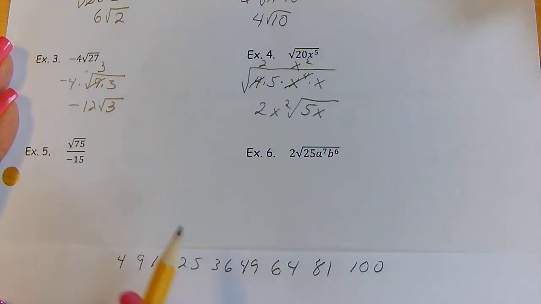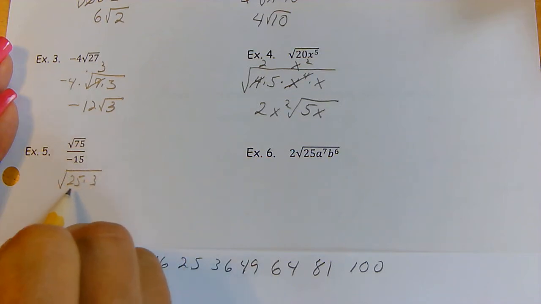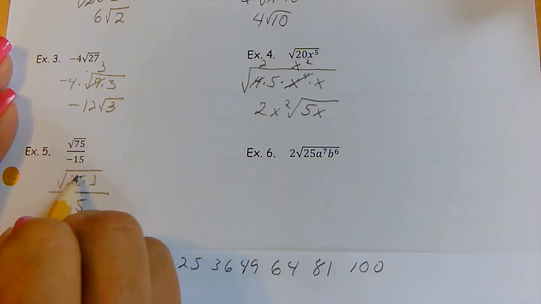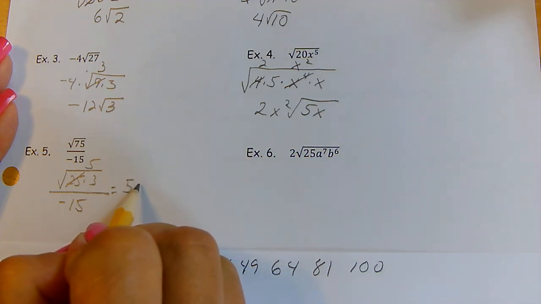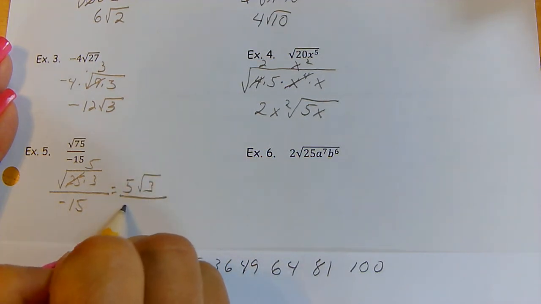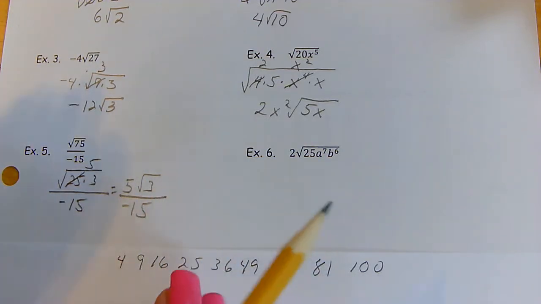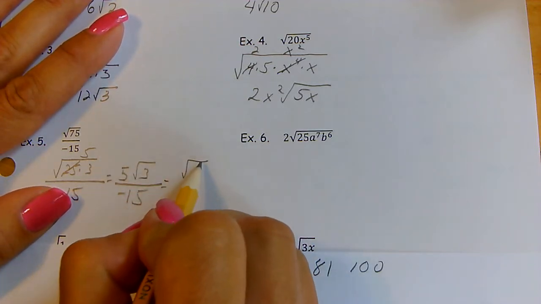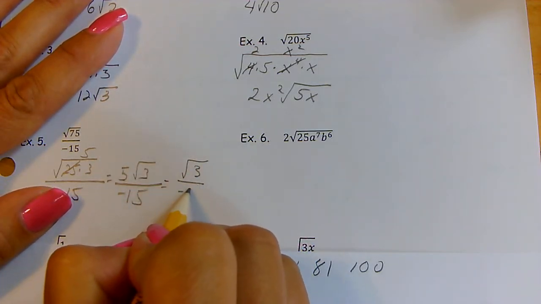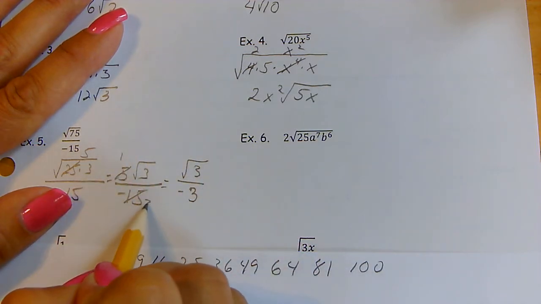75 is divisible by 25, so first I'll simplify this. Times 3 over negative 15. This comes out as 5. And now the 5 and the 15 can be simplified. There's 1 5 here and 3 here.